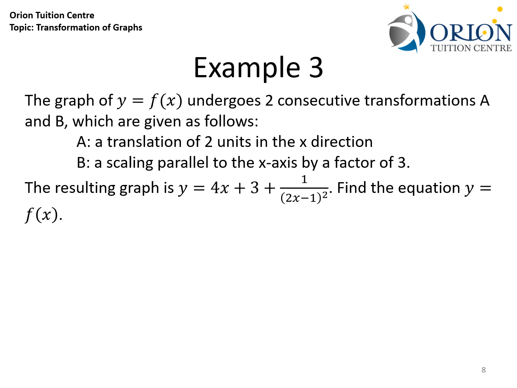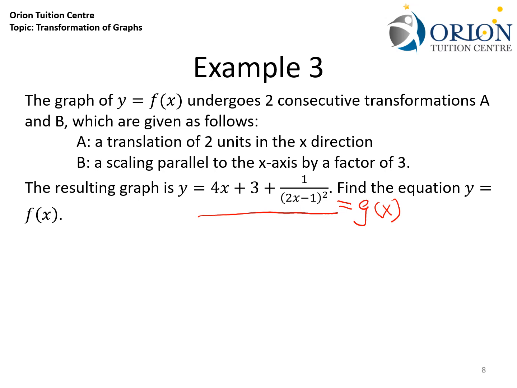Example 3 is slightly different. We are now given an unknown expression of y equals f(x), and we know that f(x) undergoes 2 consecutive transformations A and B to arrive at the final expression as given over here, which I shall call g(x). So now, given that I know the expression for g(x), can we work backwards to find out what is the expression for f(x)? That is the critical point of this example here.